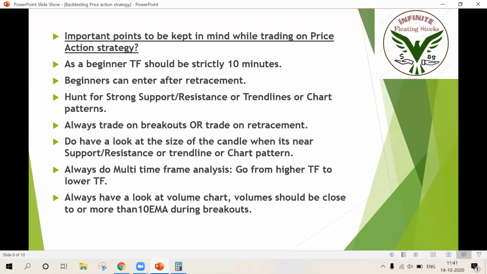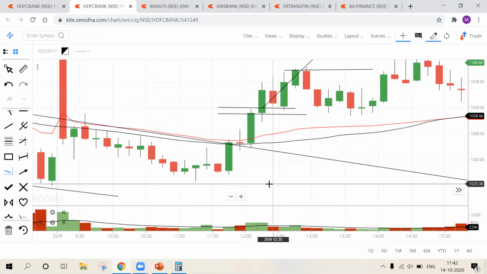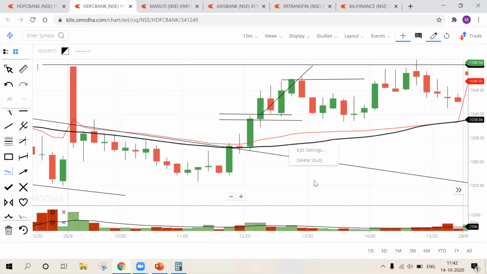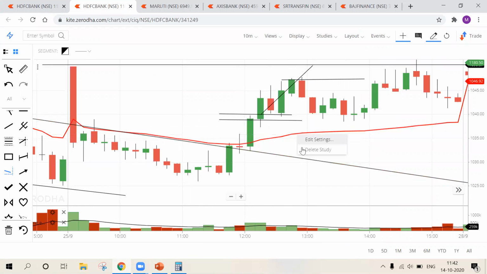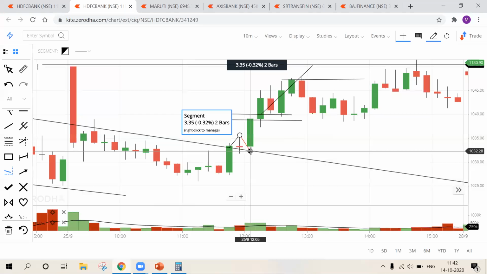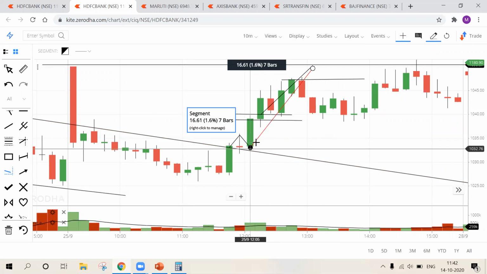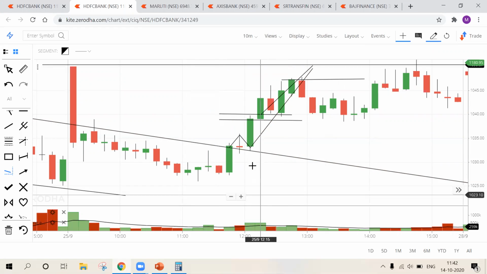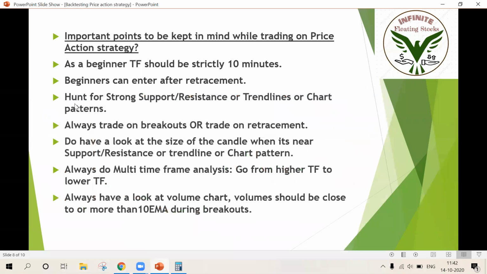As a beginner, the time frame should be strictly 5 minutes. Once you're experienced, you can go down, but not below that. Beginners can enter only after a retracement. You know what a retracement is? It's nothing but a little comeback, a little pullback. In this scenario, this is the pullback. It broke, came back to the same level, and boom. So beginners should enter after the retracement. That's the logic behind this point.